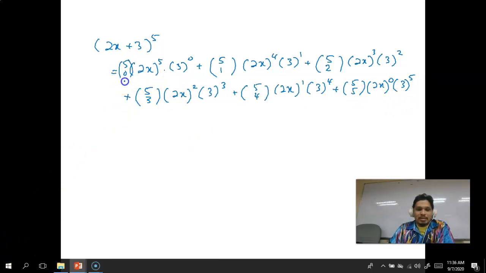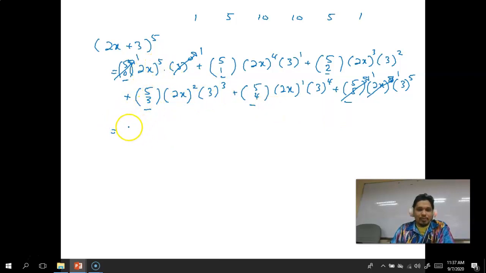Okay, every single term of this, and this, and this actually gives us the group of numbers from Pascal's triangle, which is 1, 5, 10, 10, 5, 1. So just imagine there's a 1 here, this is 1, and this is another 1, and this is also 1. So now let's expand and simplify this.